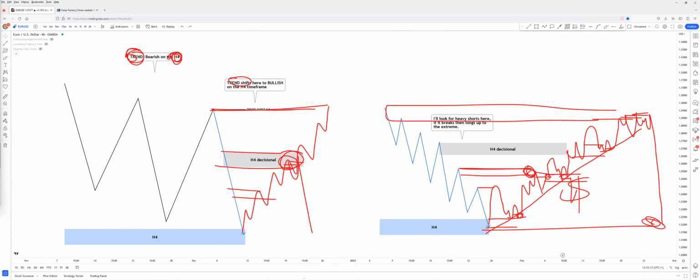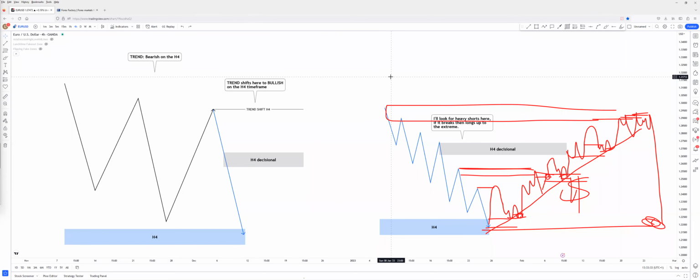Let me just read the chat quick. Okay, I will answer the questions after I finish this educational topic. So let me just quickly remove everything.